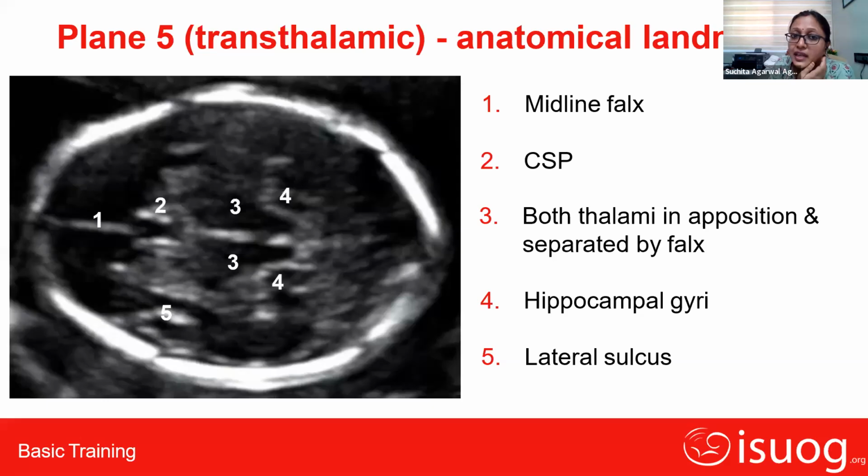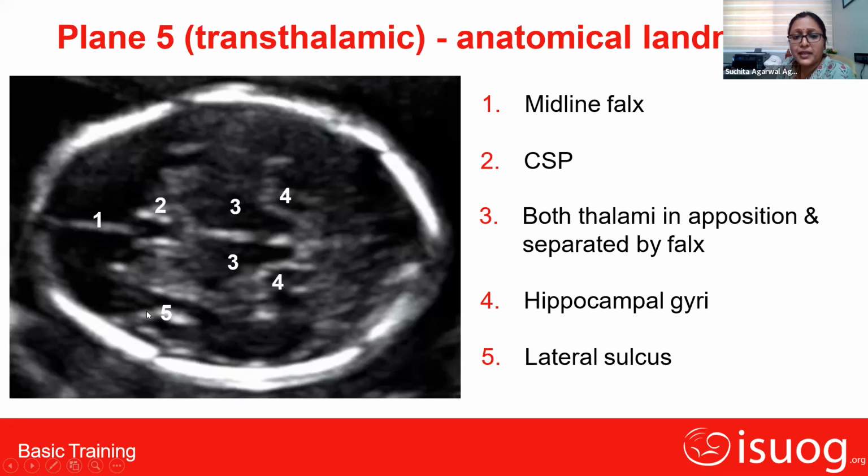Now come to the transthalamic plane. In the transthalamic plane, what do we see? Again, we see the falx, the midline falx. This is as important as in all the planes. Then the CSP, again an important structure, cavum septum pellucidum. Then both thalami in opposition and separated by the falx, and the hippocampal gyri and the lateral sulcus. This is the Sylvian fissure, which is the lateral sulcus.